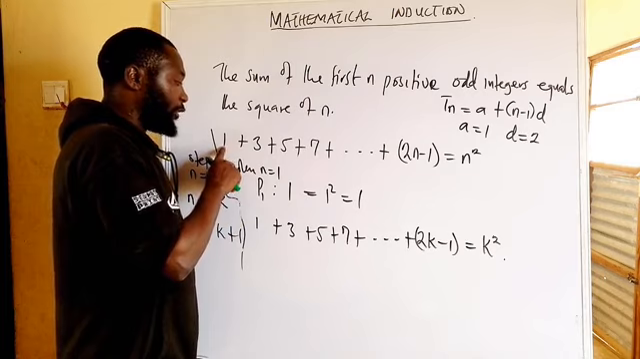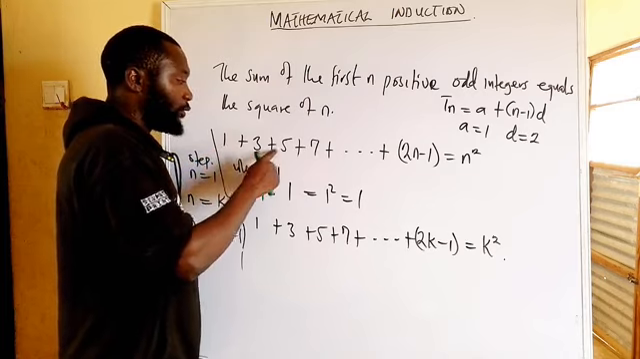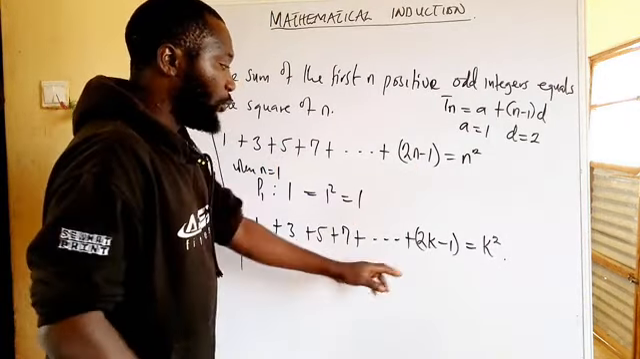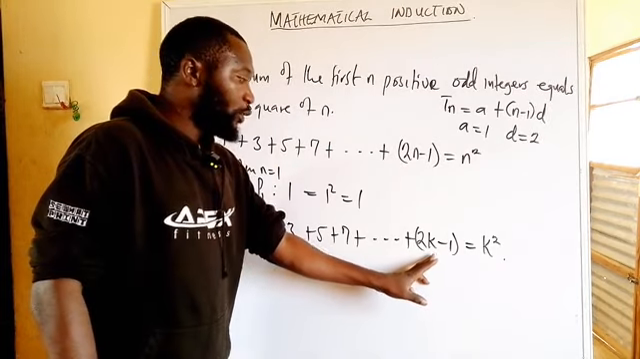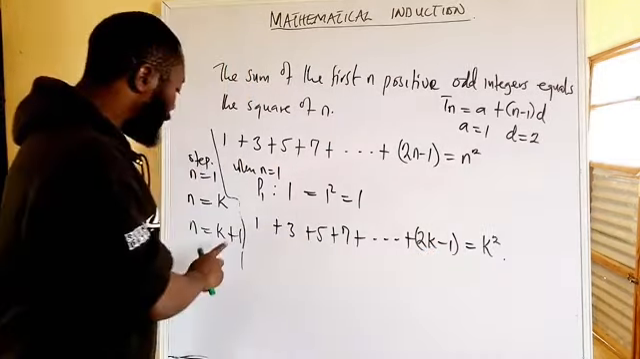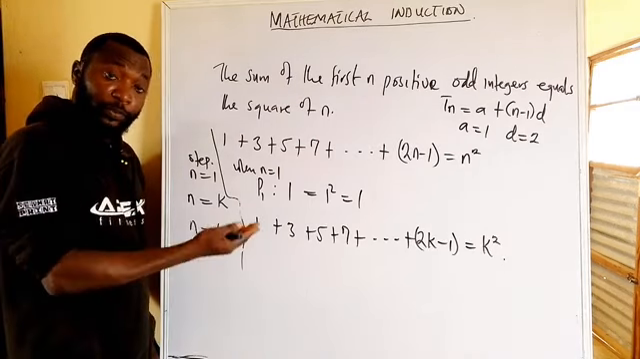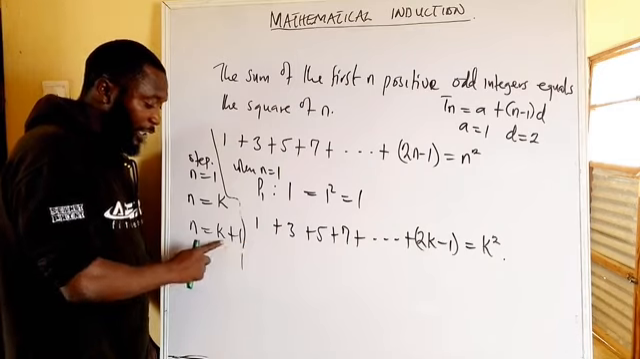This is the first term, this second, third, fourth. This is the n term now. And you know, we are working with letter k. So this is the k term. Now for this k, n equals k plus 1, which is what we want to prove. What will be the k plus 1 term?